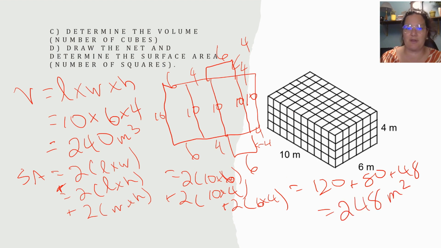You could also just put this all into your calculator, 2, 10 times 6 in brackets, plus 2, 10 times 4 in brackets, plus 2, 6 times 4 in brackets, and it will give you that answer without having to do that middle step.